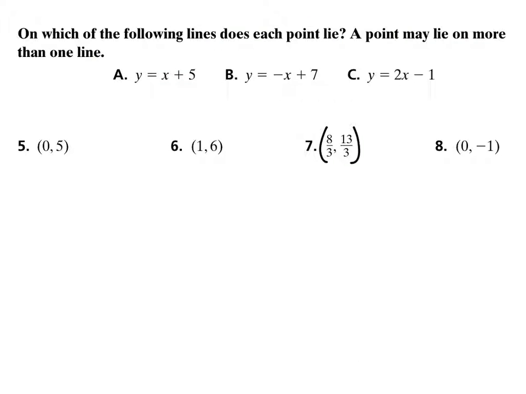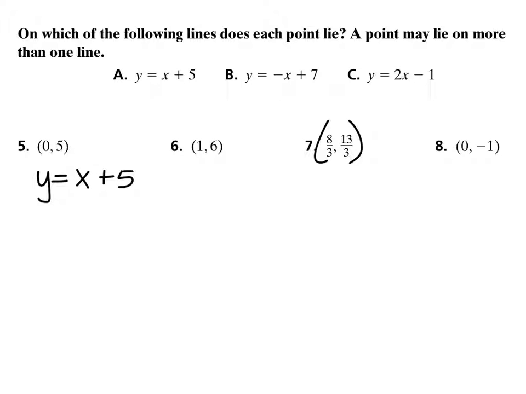Alright, you guys take a minute and a half to do these 4 points. Just see if they lie on the lines from A, B, and C. Take a minute, talk about that with your partner, and determine if they are on these 3 lines. Alright, I'm going to start with number 5, and we'll check it for all 3 equations.